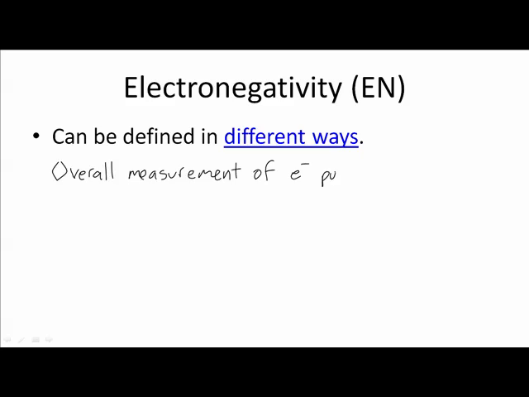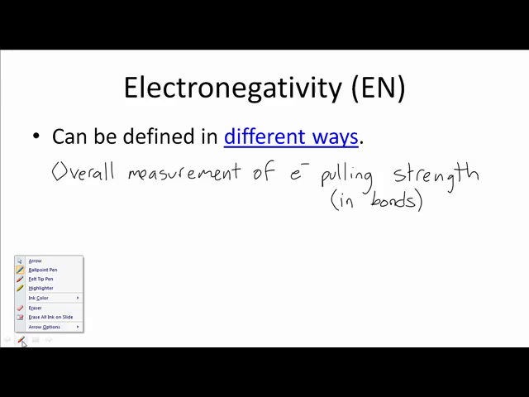So it's really an overall measurement of electron pulling strength. And it's defined for electron pulling strength in bonds. Which is why if you look up electronegativity values, you won't find them for helium, neon, and argon, because those 3 elements never actually form any bonds. So that's why you just won't find these values.